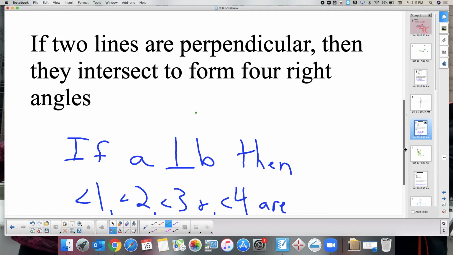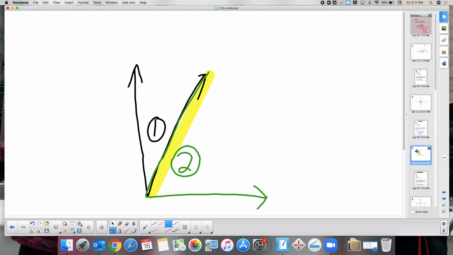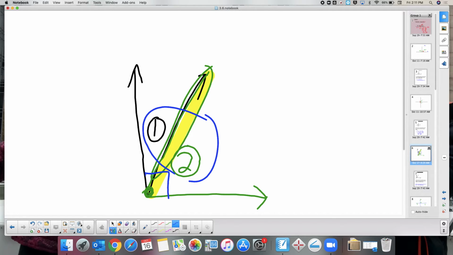All right, then your third theorem of today. If I have a pair of adjacent angles, remember adjacent angles need to share the vertex and they share this side here. So angles 1 and 2 are adjacent angles. If the two sides of those angles, those non-common sides, are perpendicular, then angles 1 and 2 have to add to 90 degrees, which means they are complementary angles.